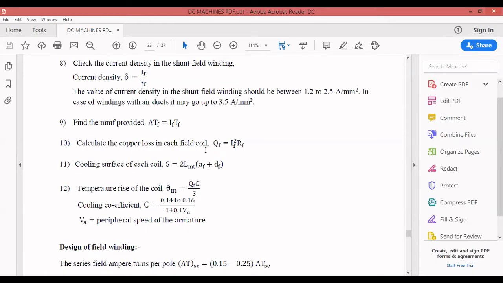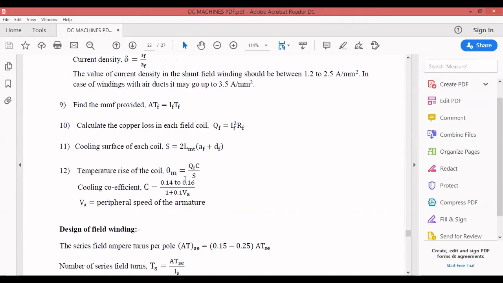Calculate the copper loss in each field winding. QF is equal to what? Copper loss is IF square RF. And the cooling surface of each coil, S, is equal to 2 LMT into (AF plus DF). AF is the area, DF is the depth, and 2 LMT is nothing but your length of perimeter. 2 LMT into (AF plus DF). The temperature rise in the coil, theta, is nothing but your QF into C divided by S.